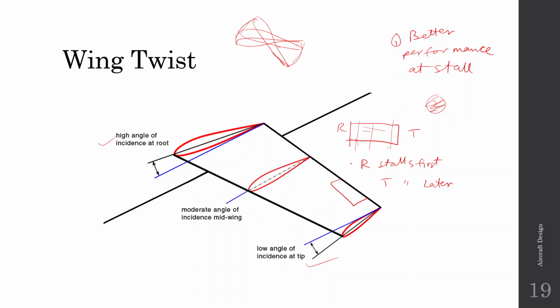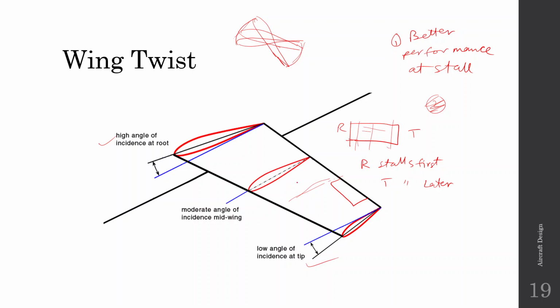So because of this reason, even if the root of the wing has stalled, okay, the tips will still be effective and the pilot will maintain roll control. The pilot will be able to actuate the ailerons and maintain roll control.